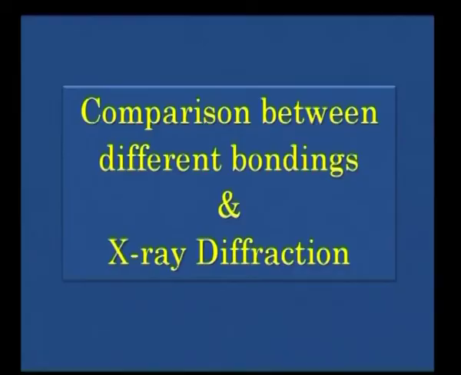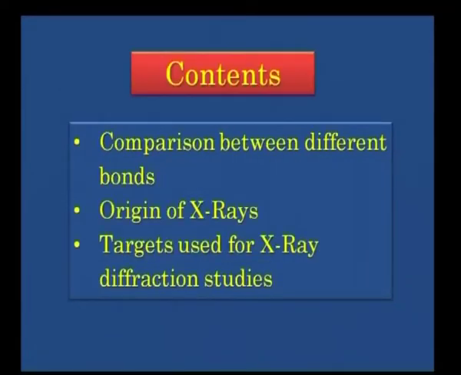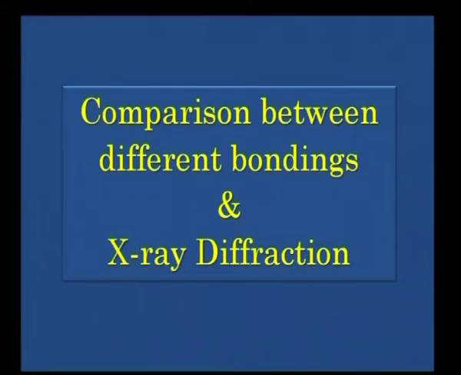The contents of today's lecture, that is lecture 11, will be as follows: comparison between different bonds, origin of X-rays, targets used for producing X-rays, and X-ray diffraction studies. And the title of the talk will be comparison between different bondings and partly X-ray diffraction.